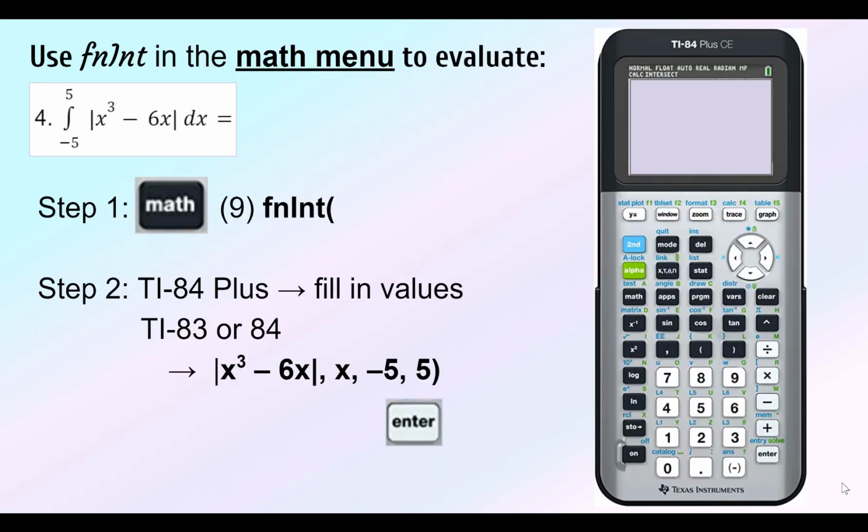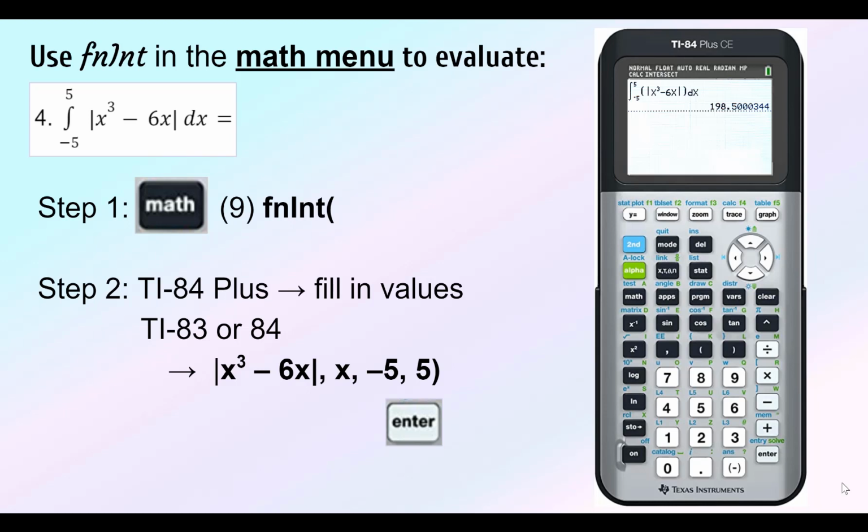The exact same problem we did before, we're going to do again, but this time we're going to use the function integrate option in the math menu. So the first step would be to click math, and then the 9th option is function integrate. For a TI-84, it will have math print, which looks just like this. You'll know where to put the -5, where to put the 5, where to put the function, fill in the x for the dx, because you'll see it in this exact format because that's called math print.